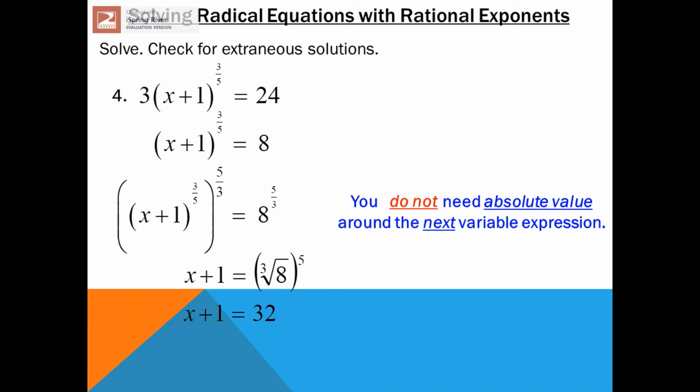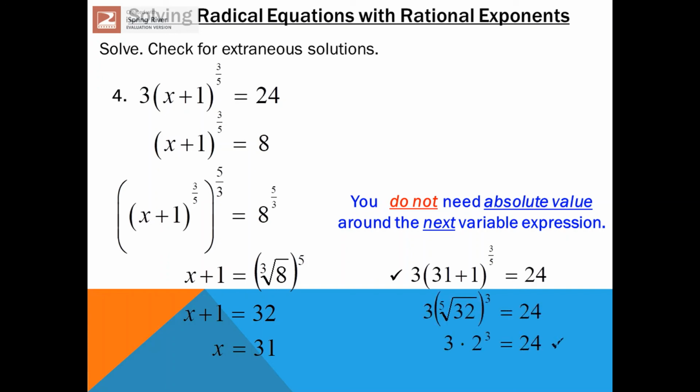Okay, look at the numerator. The numerator of the rational exponent is 3. It's an odd number, so we don't need the absolute value around the next variable expression. So x plus 1 is equal to the cube root of 8 raised to 5. To simplify, x plus 1 is equal to 32. It will be x equals 31.